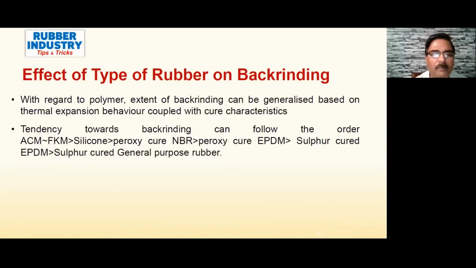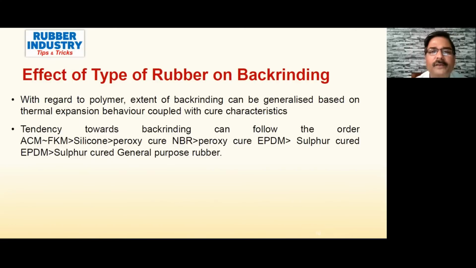ACM and FKM compounds have the highest tendency towards backrinding. Next comes silicone. Peroxide cure NBR and peroxide cure EPDM have a higher tendency of backrinding compared to sulfur cure EPDM, and sulfur cure general purpose rubber has the lowest tendency to backrinding.